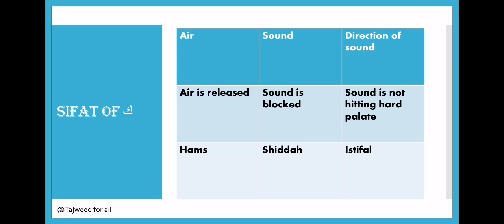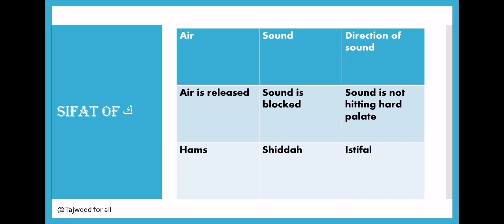Of course it is hams. The hams is coming, but it is no longer shidda. That means you change the quality of the letter kaf. So how will you do it? First shidda, then that sound of the air.